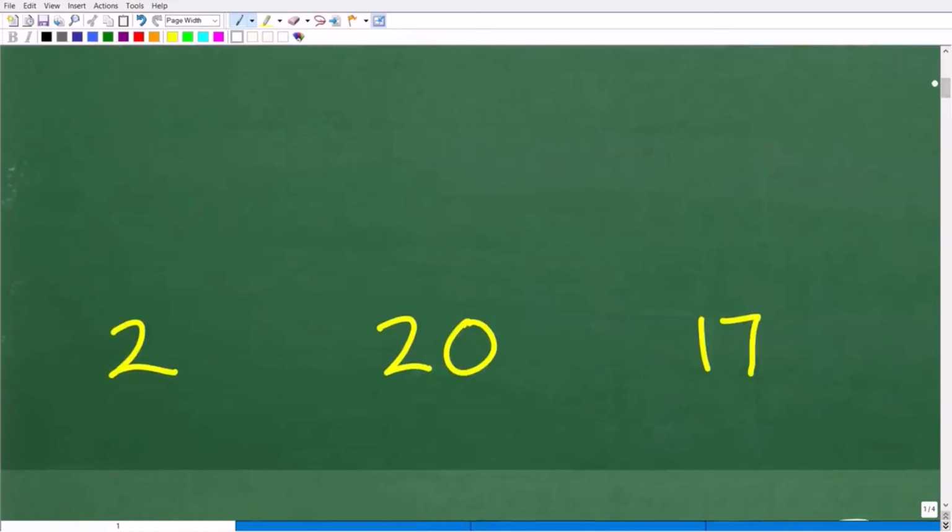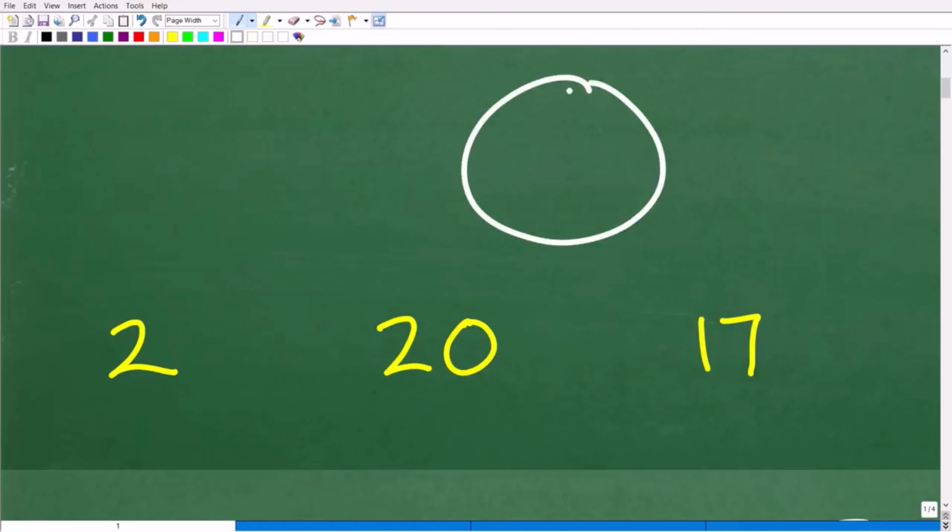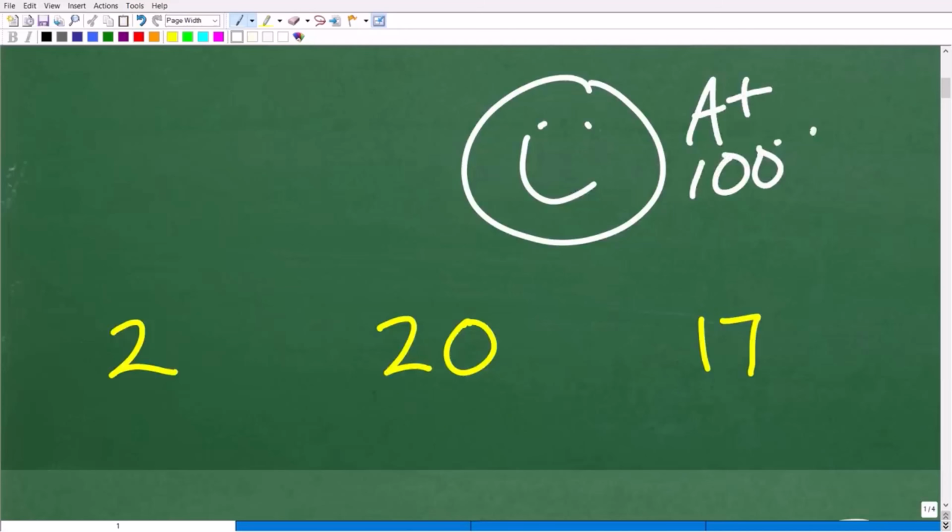All right, so I have three possible answers here. So we're going to kind of build this up, have some suspense. Now, one of these answers is correct, and whoever got the right answer is going to get the happy face, the A plus, and the 100%. So let's go ahead and see which one is the correct answer.